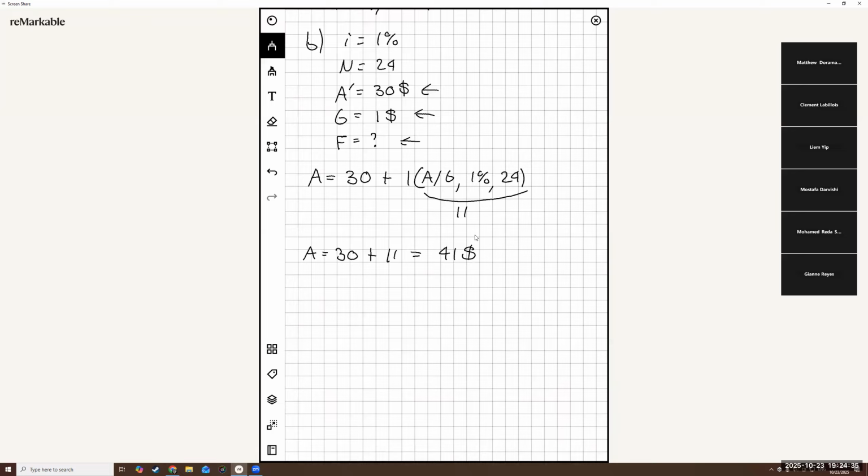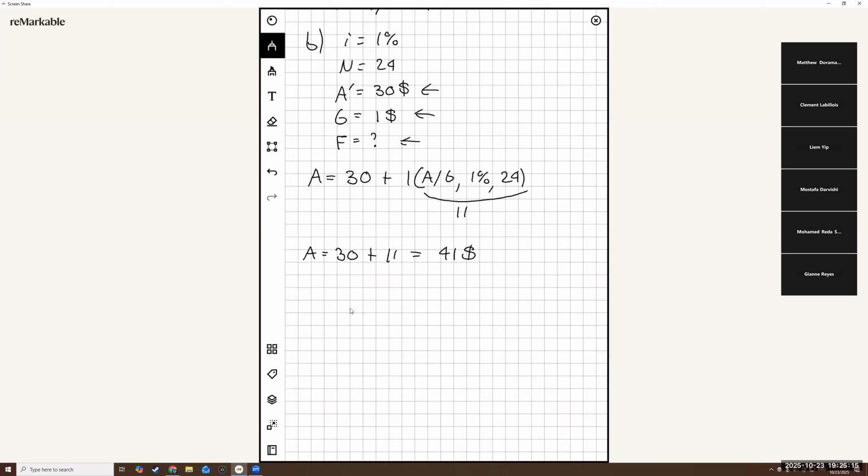So what does this number represent? Basically, all this is saying is that if you receive $30 per month and every other month you gain an additional $1, and that goes on for 24 months, well, at 1% interest, that is equivalent to just receiving a uniform $41 every month for 24 months. Does that make sense to everyone? That's the equivalent.